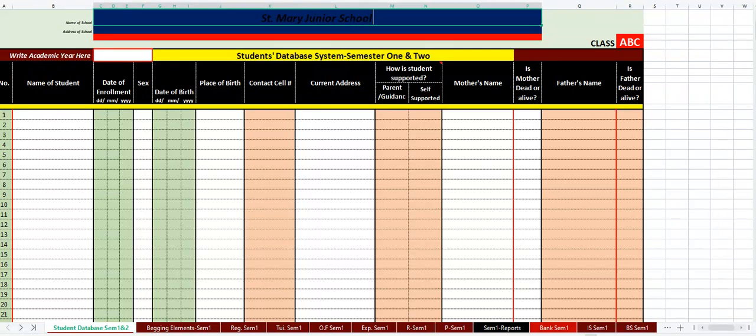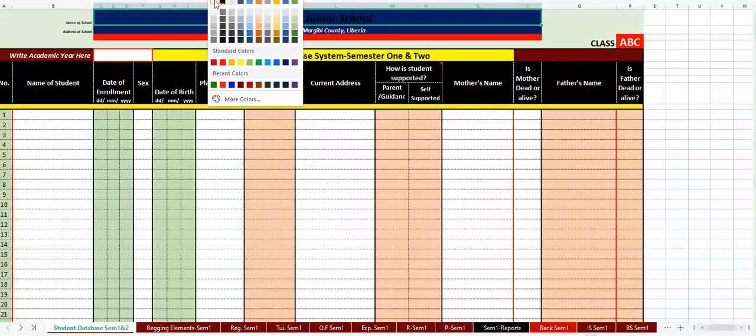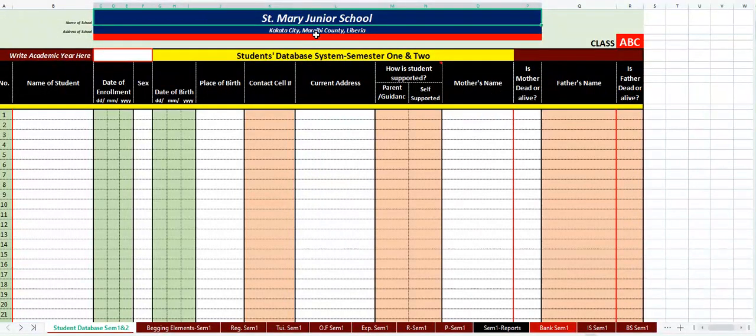All right, now on here you can put a school name. For here, let me say Kakata City, Margibi County, Liberia. So now this should be in white. When you see that, just change this to white. You don't have to use italic size. You can do it like this, whatever it is you want. All right, now that's a name. So you're going to put the name of your school on every document in this place.